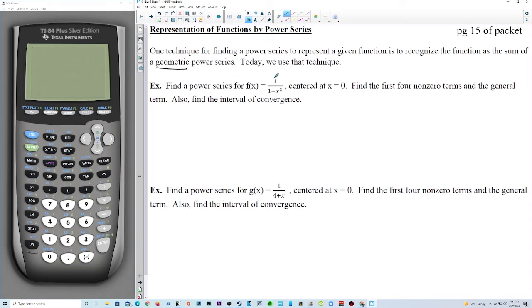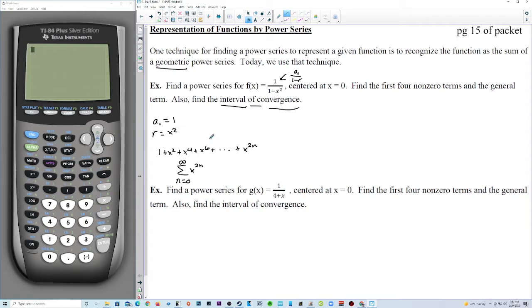Example: find a power series for this, which looks just like a sub 1 over 1 minus r, centered at x equals 0. Find the first four non-zero terms and the general term. Also find the interval of convergence. So we're going to say that a sub 1 is 1 and r is x squared. The series is 1 plus x squared plus x to the fourth plus x to the sixth plus keep on going. So the general term is x to the 2n. Now if we wrote that in summation notation, sigma notation, it'd be n equals 0 to infinity of x to the 2n.